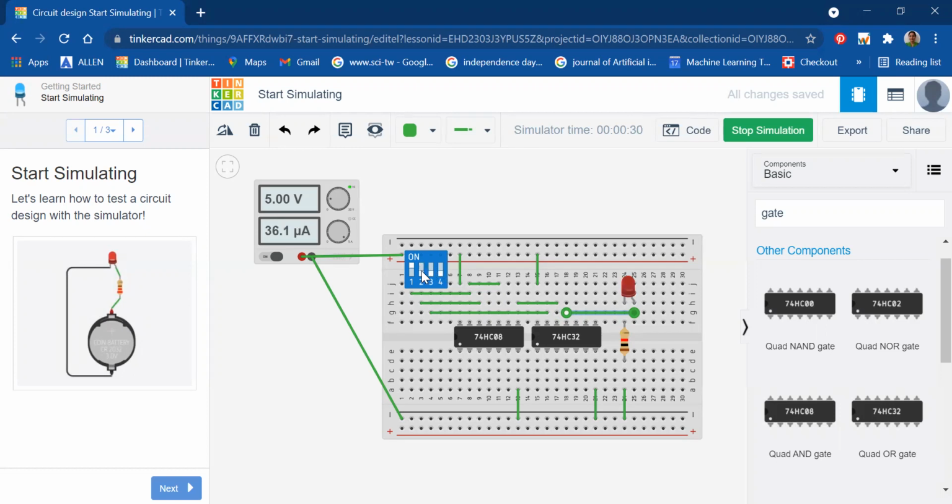So let me make B low and C high now. You can see the LED is again glowing, and for all three to be high, the LED is again glowing. So for these three input sets, the output is high. So now let's move on to our last problem.